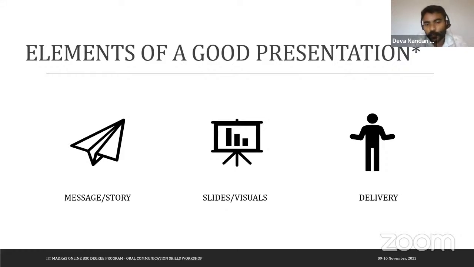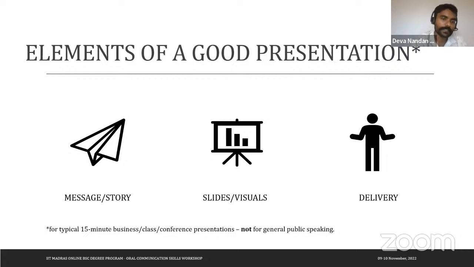You may have the content, you may have prepared it into an outline and made it into slides or visuals, but then you always have to deliver it. You have to not stutter and stammer, and you have to deliver it confidently. That's also extremely important. And these are the broad three aspects of a presentation, but there are different smaller parts to it. All of these come together to make a good presentation, and we'll go into these. And there's a note before this, because this is mainly for a typical 15-minute business or class or conference presentation, and this is not for general public speaking.